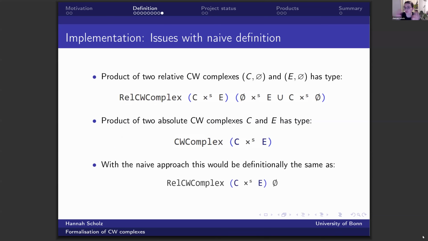So products, very important, was basically the goal of my thesis. So this needed to be good, right? If you take the product of two relative CW complexes, but you consider absolute CW complexes as relative CW complexes, so you have your C empty set, E empty set, relative CW complexes with empty base, then the product has the following type: a rel CW complex C cross E, and then a base set that is, of course, provably the empty set, but unfortunately not definitionally. If you take these two as absolute CW complexes, then the type is just CW complex C cross E. And then in the naive approach, this was just definitionally equal to rel CW complex C cross E empty set.